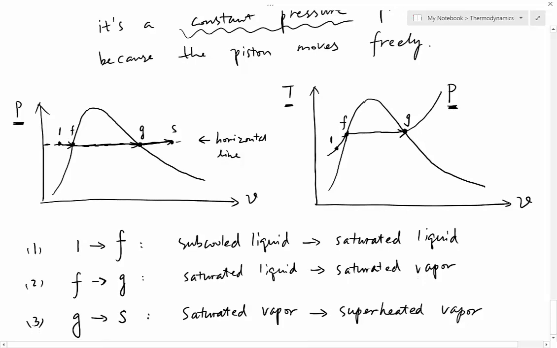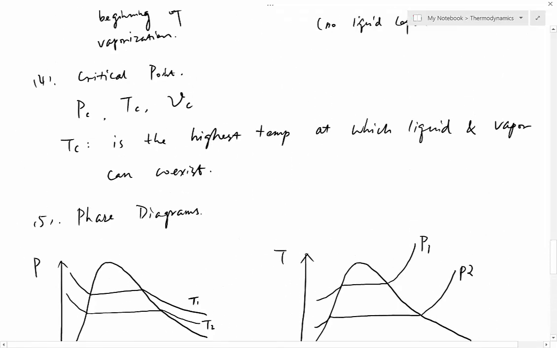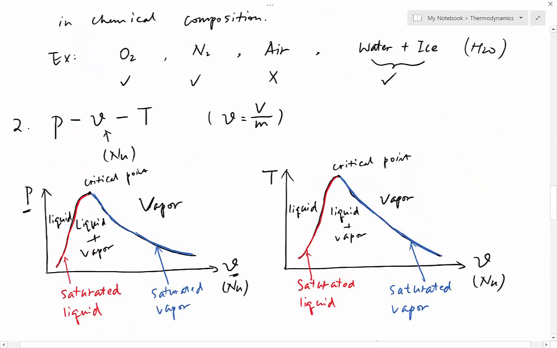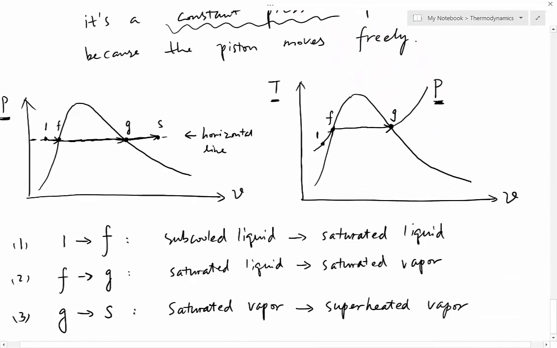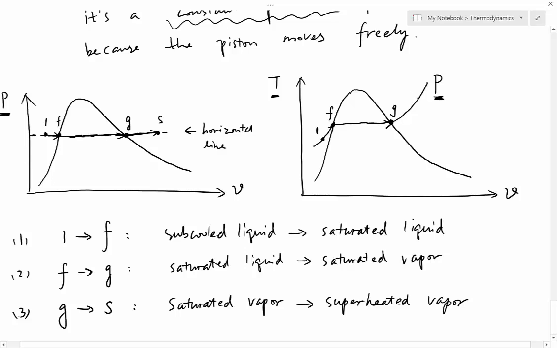Where is vapor on a T versus nu diagram? If you don't remember, let's go back. Take a look at this T versus nu diagram. Where is vapor? Here, to the right of the vapor dome. So point S must be to the right of the vapor dome, and also it has to be along this constant pressure line because it is a constant pressure process. So this is how you sketch 1 to F to G to S on a T versus nu diagram.